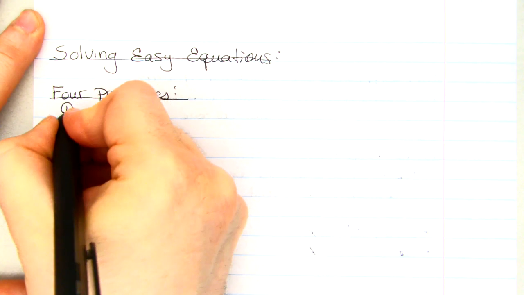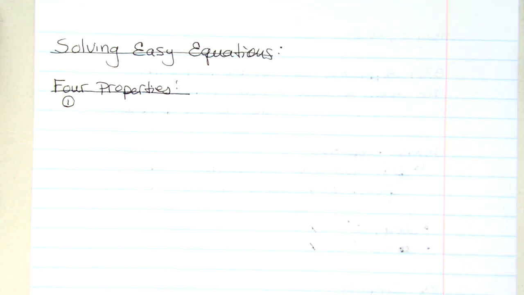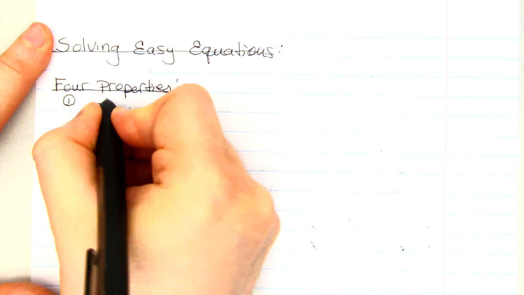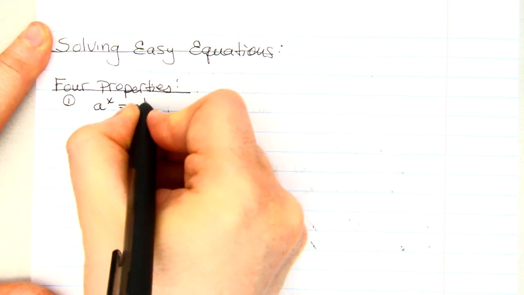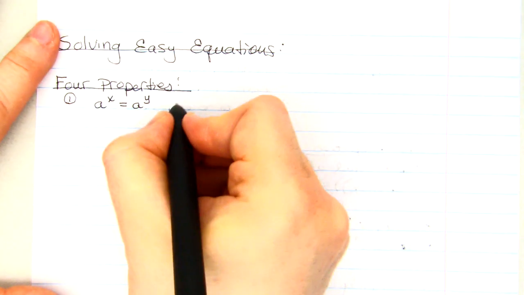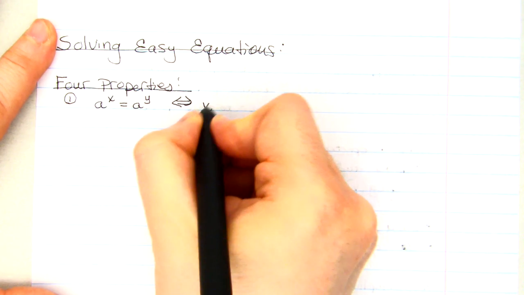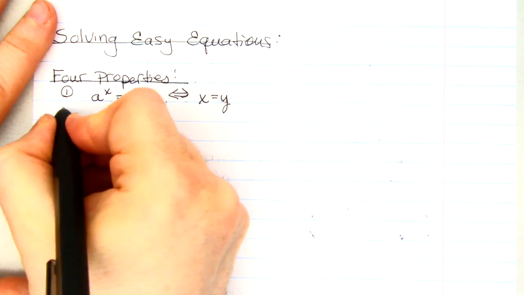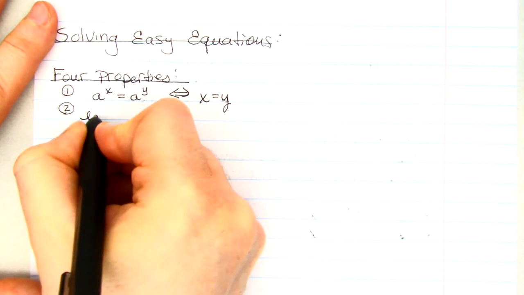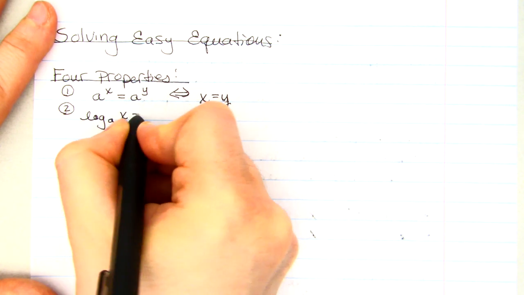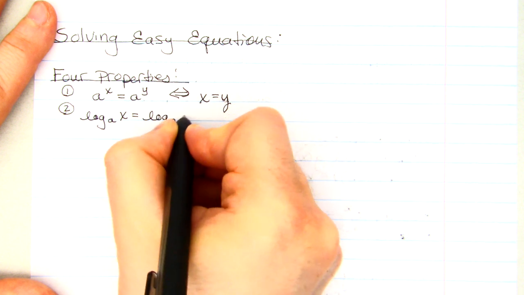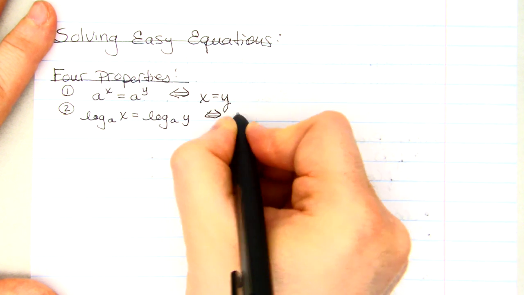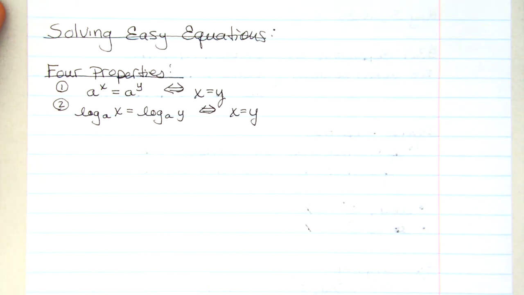First property, exponential functions are one to one, which means if a raised to the x equals a raised to the y, I know for a fact that x has to equal y. Similarly, since logarithmic functions are one to one, if I have log base a of x equals log base a of y, I know for a fact that x equals y as well. These are supposed to be double arrows.